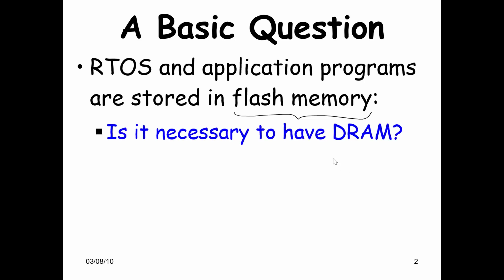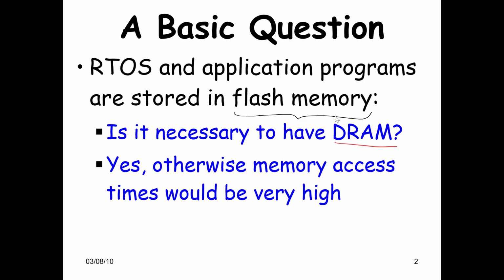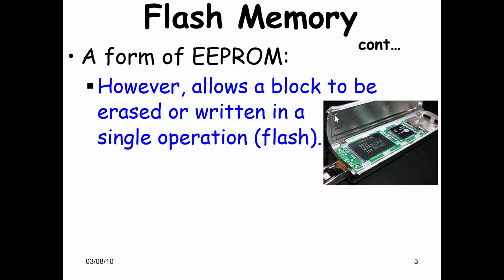So it may be necessary to have DRAM, the reason being that typically the read performance of flash memory is not all that bad, even though you don't want to access it very frequently. So that is why it is often necessary to have some amount of dynamic RAM along with the flash memory. Otherwise, what we will see is that the memory access times would become very high. So what is flash memory?